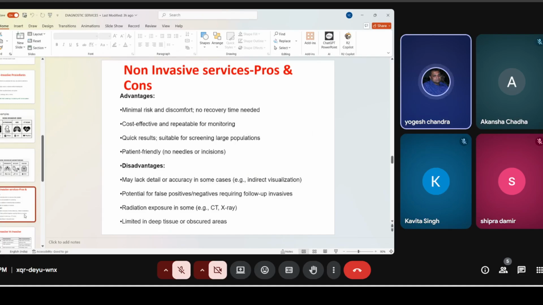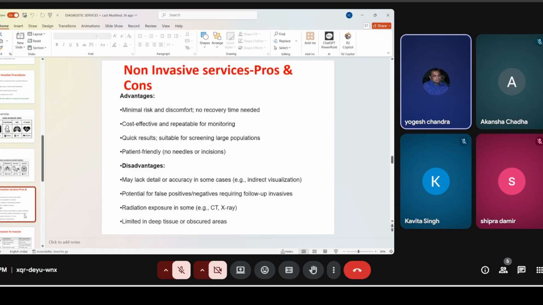In invasive ones, suppose you do the biopsy immediately, you cannot get the result of the biopsy. It will take 2 3 days, then you will come to this thing. But with a non-invasive test you may come to know the result in a much shorter time. Then patient friendly, there are no needles or incisions.